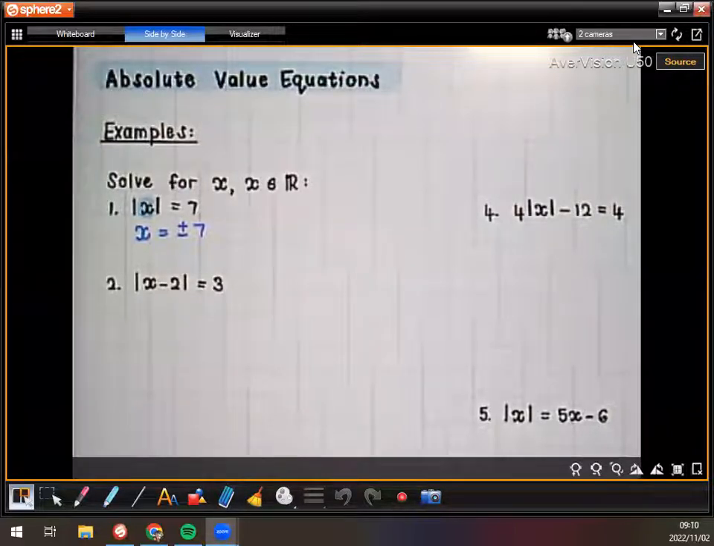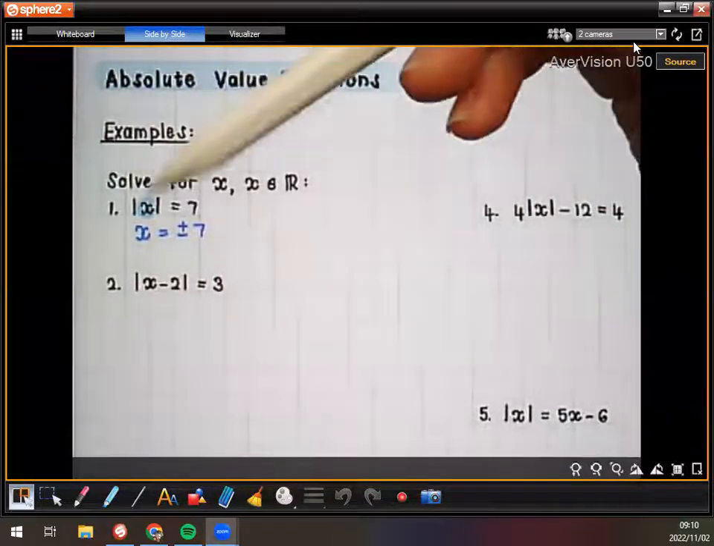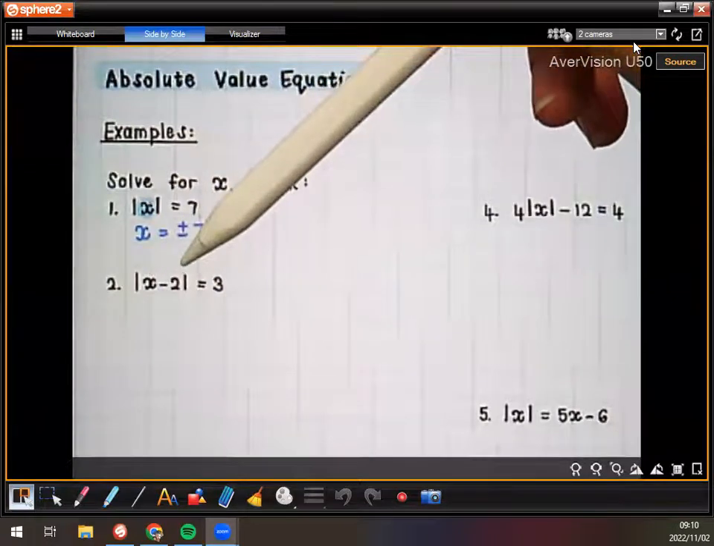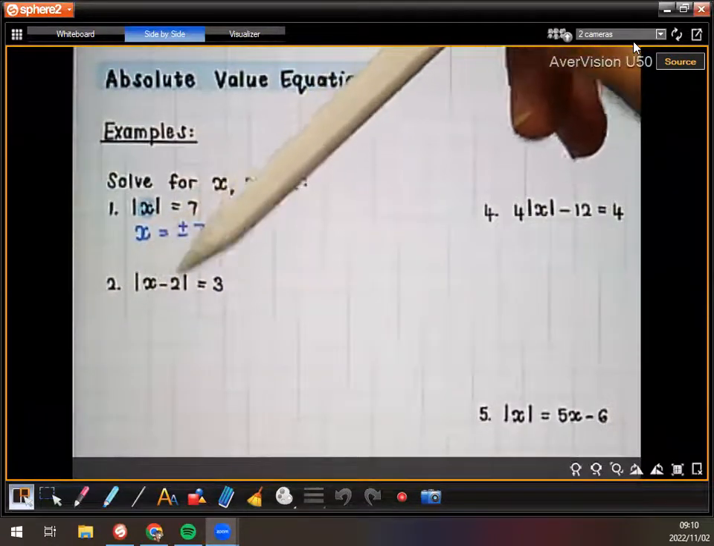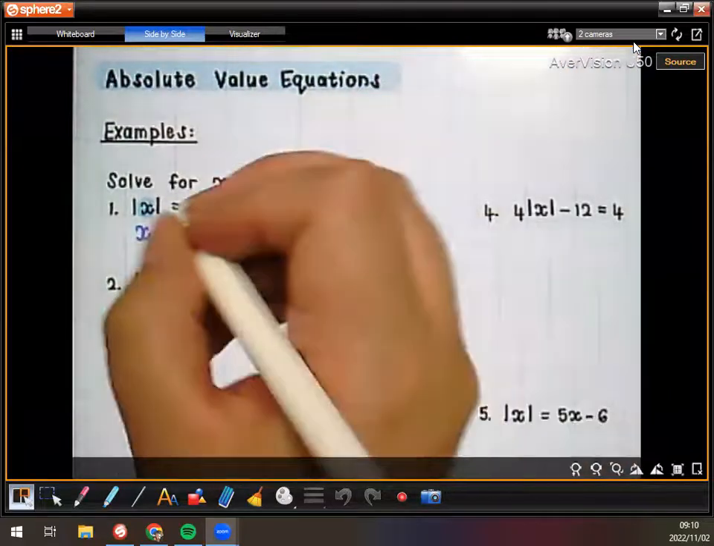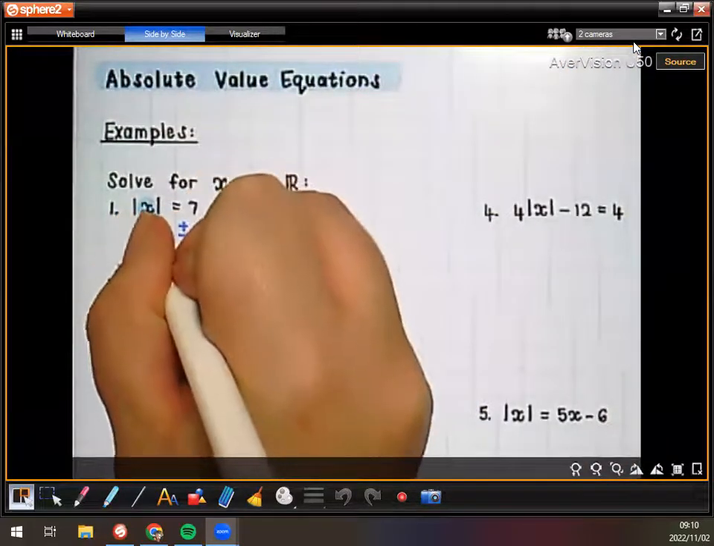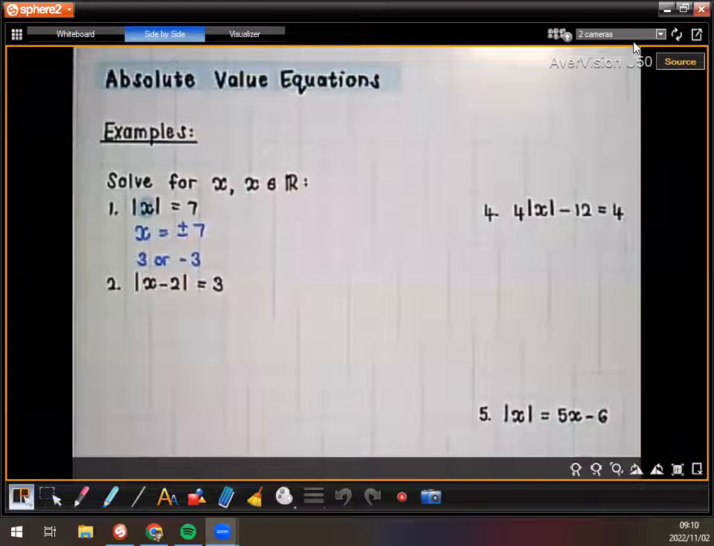Let's just go through the examples and then after that, questions. All right, so now we need the absolute value of a number minus 2, which would give us an answer of 3. Whatever we have in the absolute value here has to be either 3 or negative 3. Are we in agreement with that?